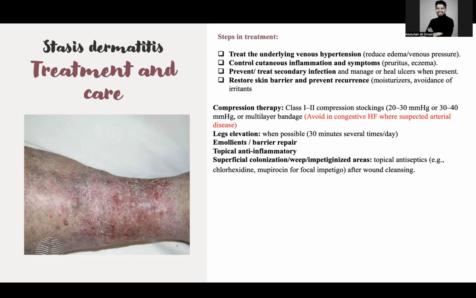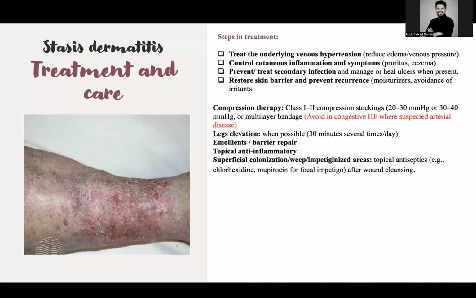However, always avoid and rule out that this patient has peripheral artery disease or congestive heart failure, because it can complicate and may lead to the risk of causing an arterial ulcer. Then we treat the underlying cutaneous inflammation, so topical anti-inflammatory like steroid, based on the underlying severity we have different classes, and topical immunomodulator like tacrolimus. Then we restore the skin barrier by using emollient and different other things.